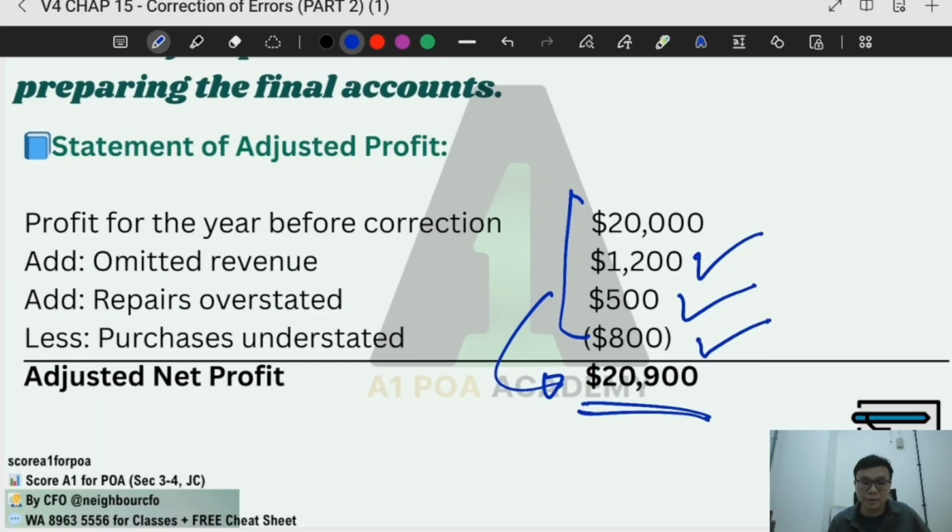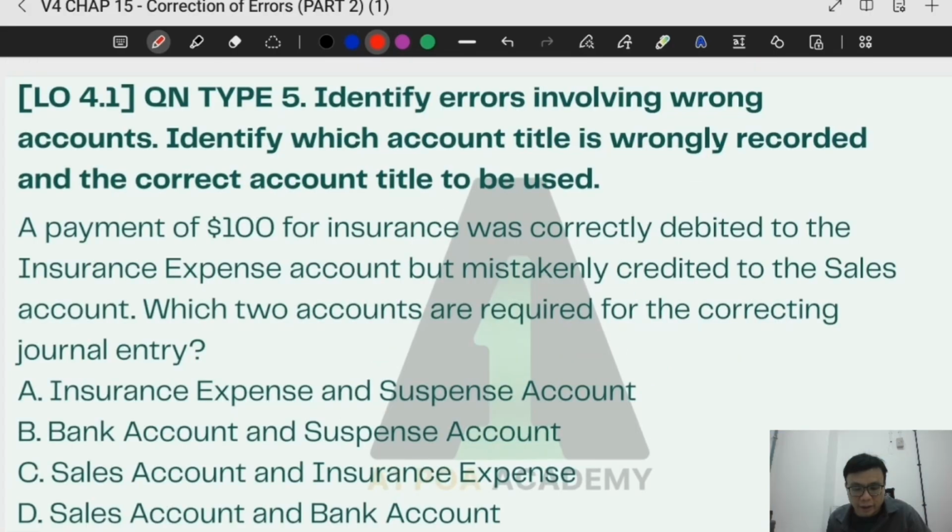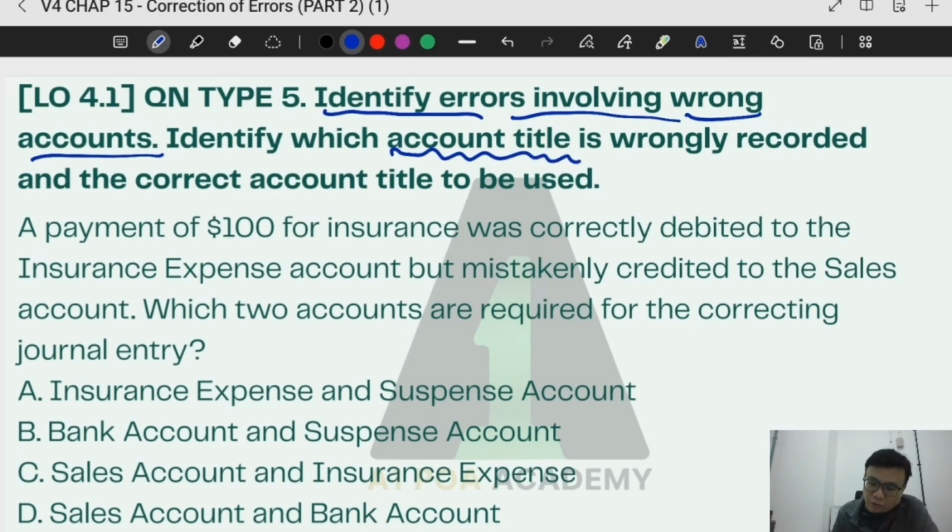20,900 will be the values. With that, let us now go to the next slide, which is test your knowledge. Identifying errors involving wrong accounts. Identify which account title is wrongly recorded and the correct account title to be used. Let us run through the question.